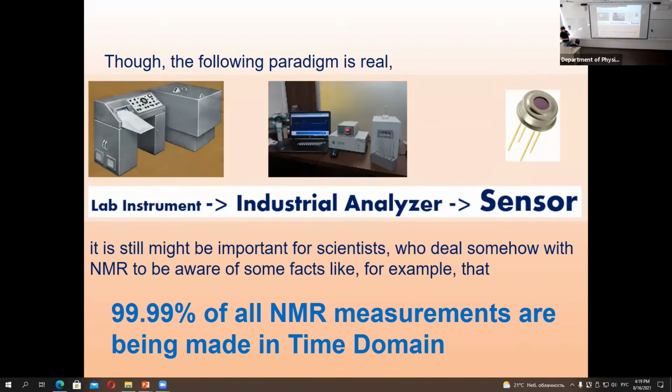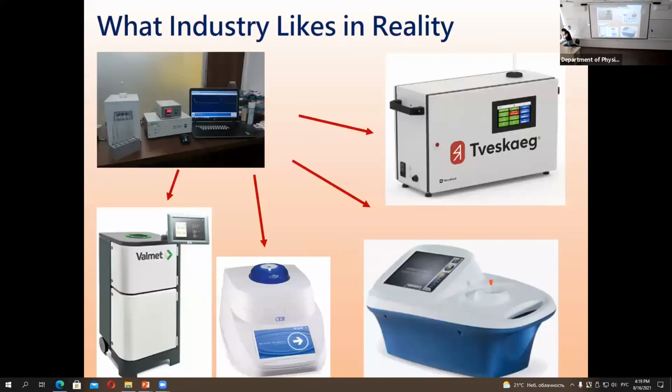Nevertheless, it's still very important that there are still some scientists and people who are pretending to be scientists. Typical devices that are used in industrial applications, not in academia.